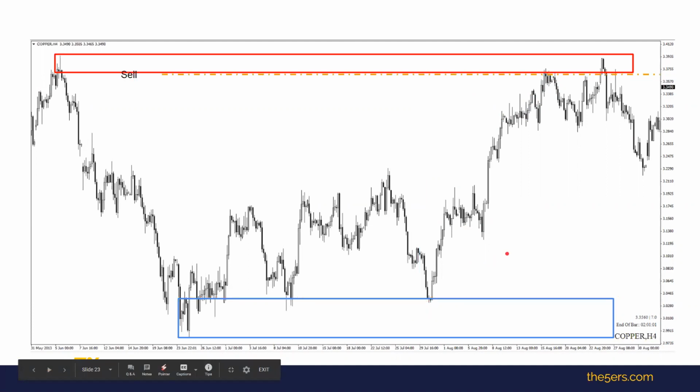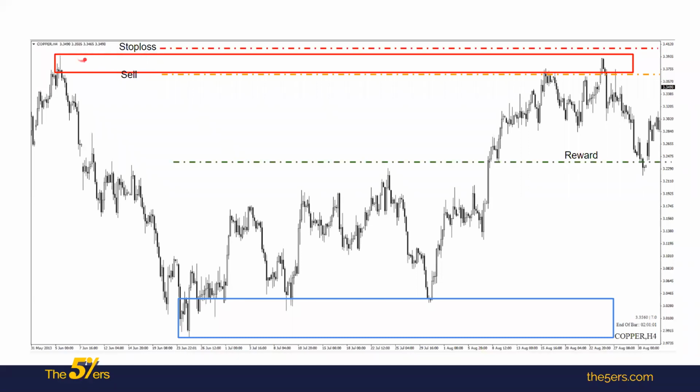Okay, if we sell here, and this is the definition of our zone, we are going to sell at the inner edge of the supply zone. We will put our stop just beyond the outer edge, and then our reward would be, if that's the risk unit, about a 3 to 1 risk reward ratio.